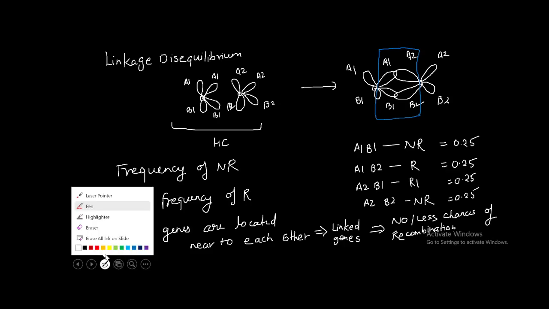Now let's come to another point: how to calculate the linkage disequilibrium. So how to calculate linkage disequilibrium? The formula is this: the frequency of non-recombinants minus frequency of recombinants. This is the formula of the linkage disequilibrium, where D is the linkage disequilibrium.